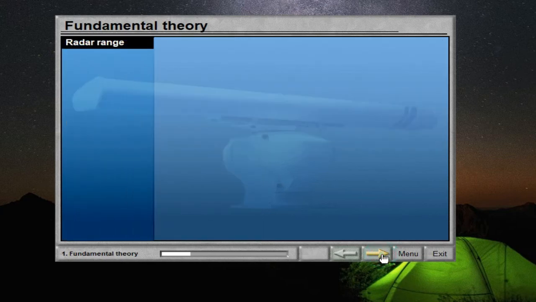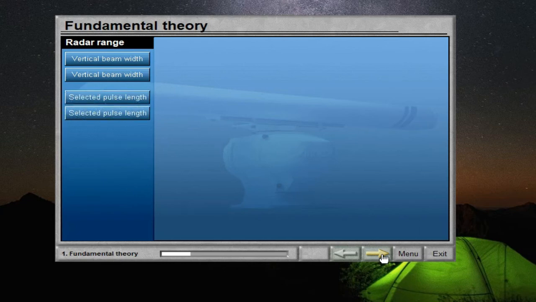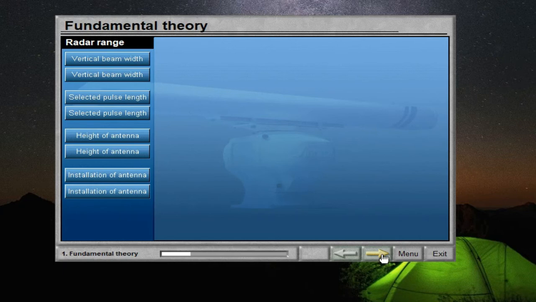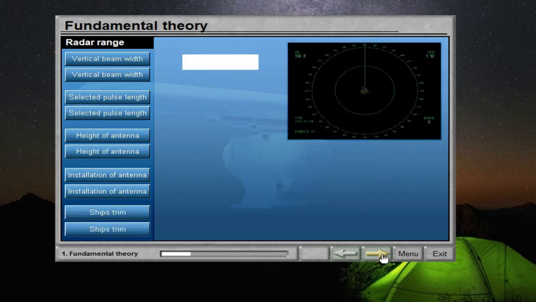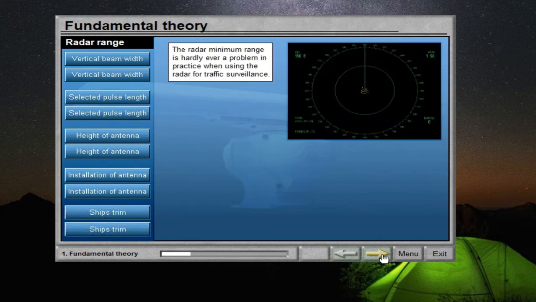The radar minimum range depends mainly on the following parameters: antenna vertical beam width, selected pulse length, height of antenna, installation of antenna, ship's trim. The radar minimum range is hardly ever a problem in practice when using the radar for traffic surveillance. Press the buttons to see examples.